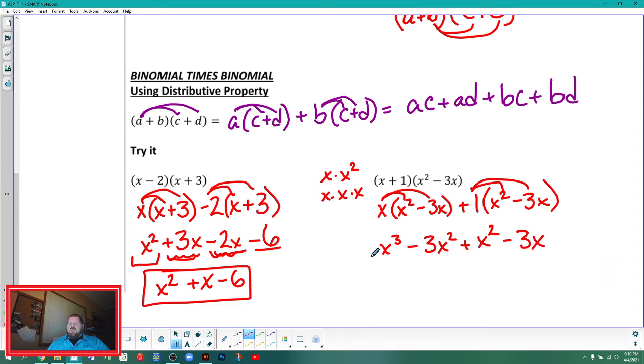Combine the like terms that we have. I've got an x cubed, I've got an x squared in both of these, and I've got a single x term over here. So I have these two as like terms, which will be pretty common, that your middle two terms will need to be combined. Negative 3 plus 1 is going to be negative 2x squared and minus 3x. There we go.